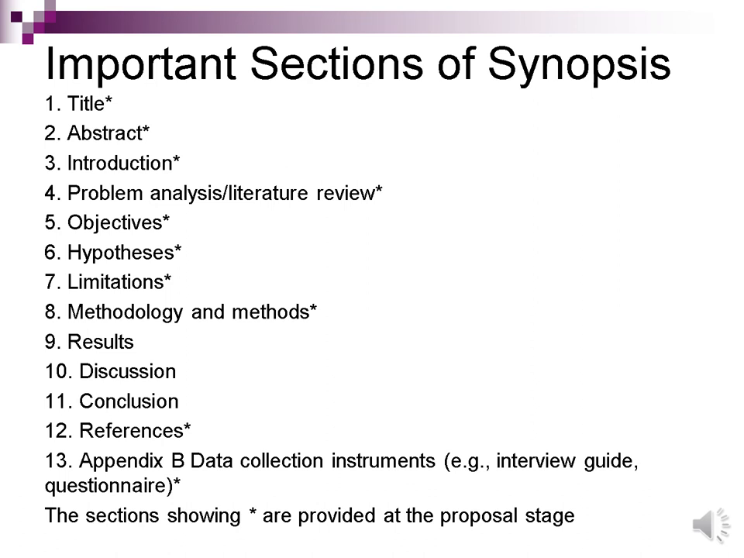Now when we look at this slide, we see that there are some important parts of the research synopsis, for example, the title, the abstract, introduction, problem analysis and literature review, objectives, hypotheses, limitations, methodology and methods. The last three sections, that is results, discussion and conclusions, would become part once you complete your research and submit your research report.